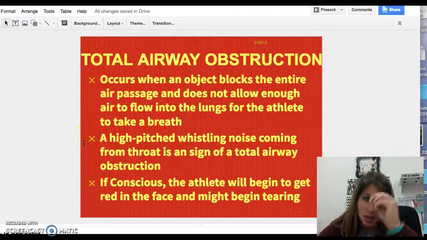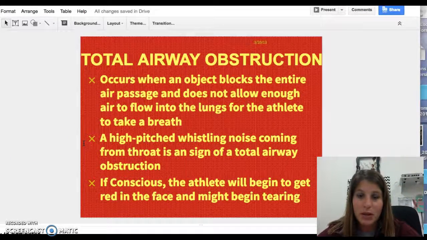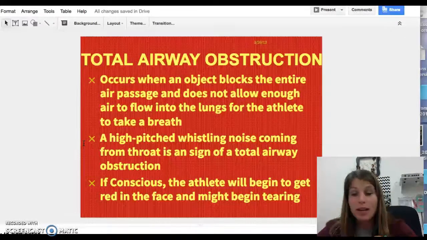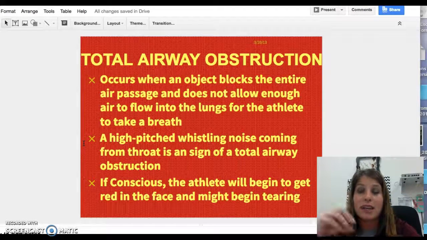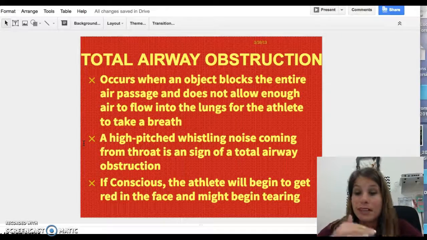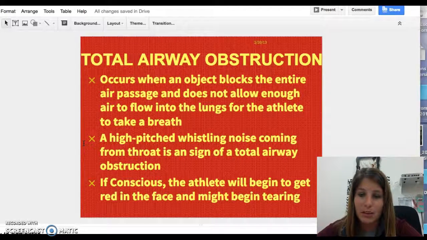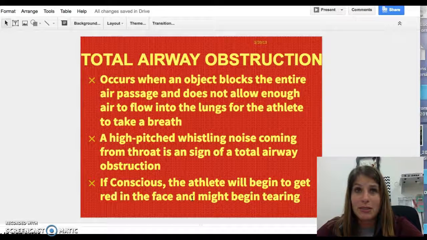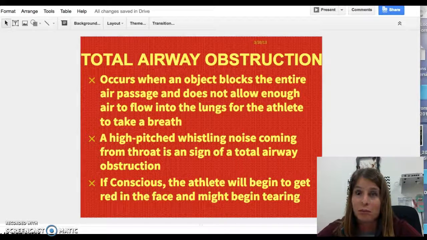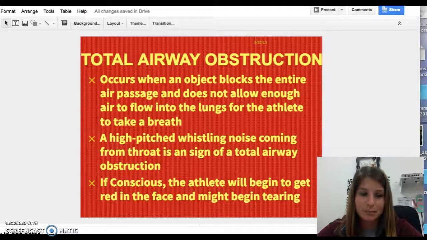With a total airway obstruction, there is no air getting through. Any air that you put into the body is going right back out, and nothing is reaching down into the chest. That's one of the main reasons why we look and see if we get that rise in the chest. A conscious person will get a red face and start to tear up. It won't last long before they pass out from lack of oxygen. So definitely very important breathing emergencies.